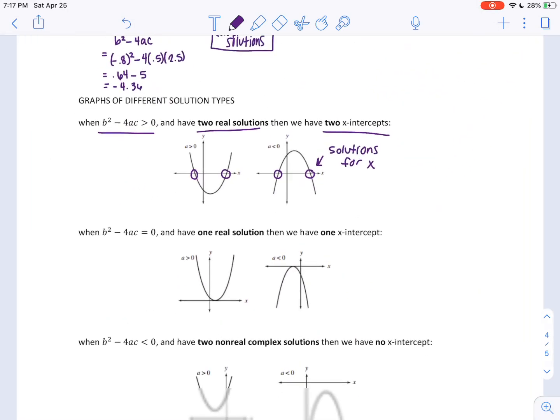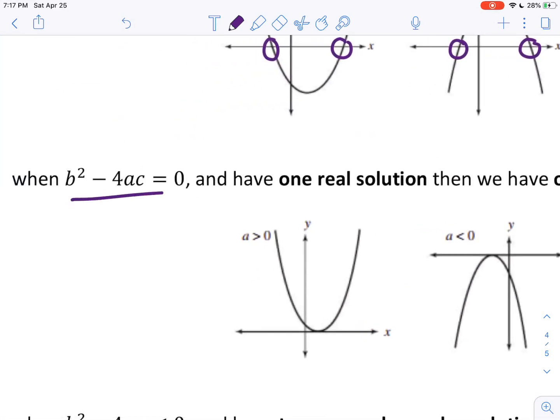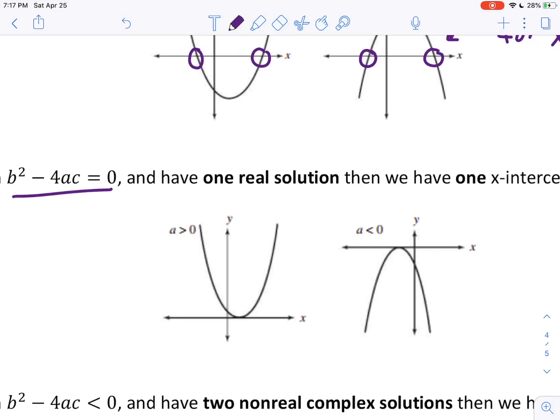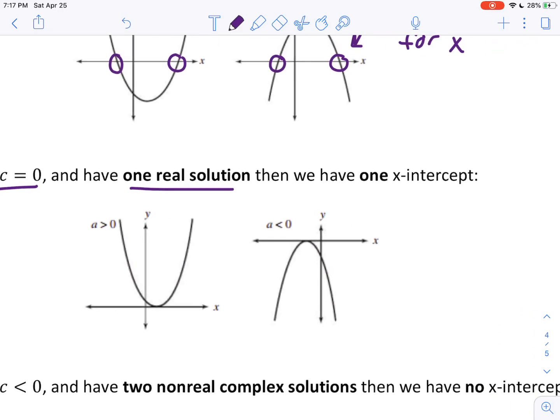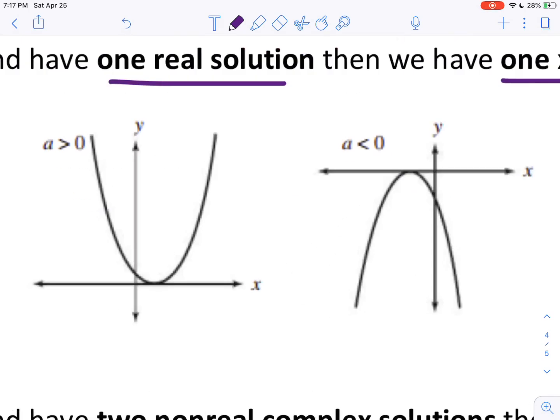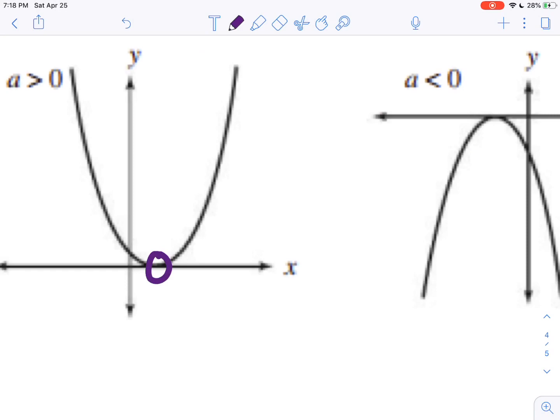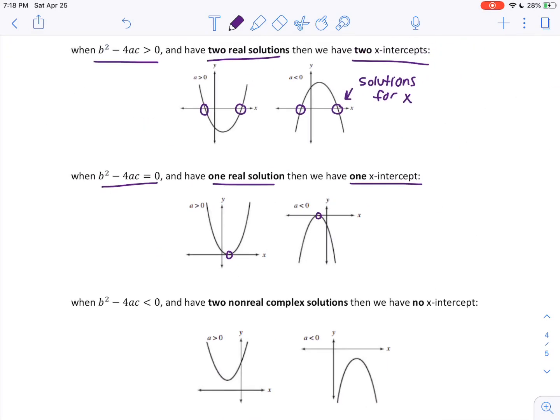Okay, so if you use your discriminant and you find that it equals 0, that means you have one real solution, which means it's only going to cross the x-axis once. Usually you're going to have what we call a double root. So your two answers are technically right here where your vertex is touching the x-axis.